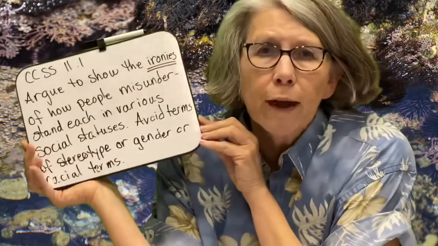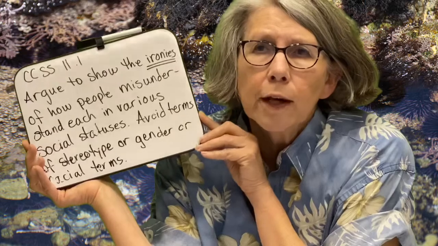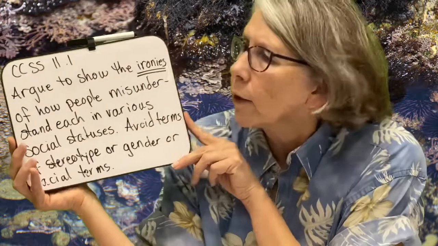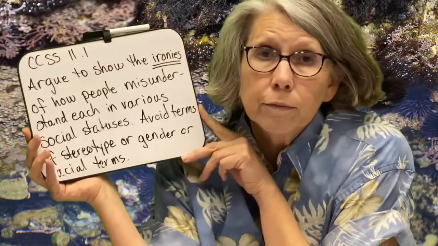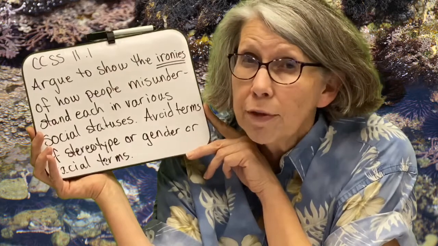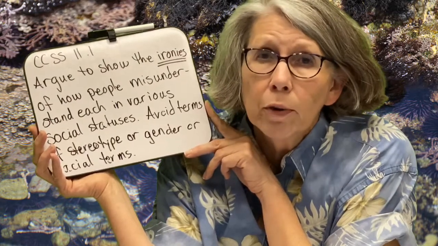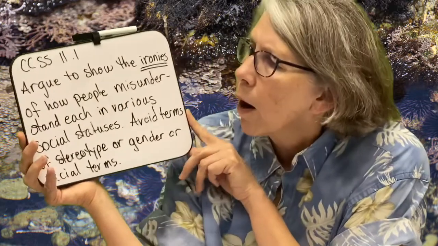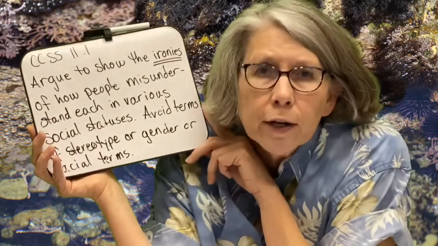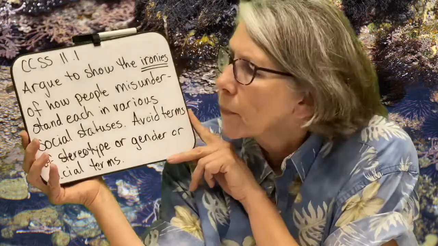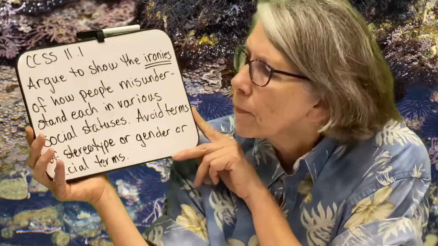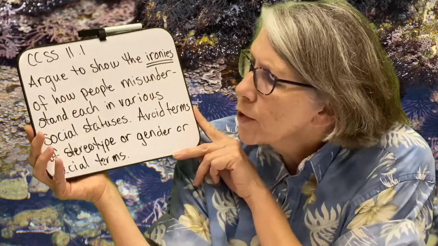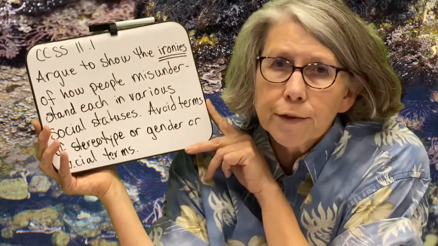And this one is for 11th grade. 10th grade, you can tackle it if you think you can handle it. Now, in order to handle these, you really need to read the whole book, or at least most of it, so you get the hang of how the characters treat each other. Argue to show the irony. So you're going to have to show irony. This one's a tough one. Of how people misunderstand each other in various social statuses.